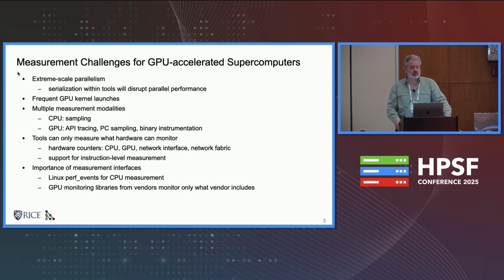So the tools can only measure what the hardware can monitor, and so there's hardware counters in the CPU, the GPU, the network interface, the network fabric. There's support for instruction level performance measurement on AMD's MI250X GPUs on Frontier. They managed to build support for PC sampling, but it's all done in software. They freeze the GPU and then they scrape PCs out of it. So they've built hardware support for doing PC sampling on the GPU and the MI300As that are in the El Capitan system at Livermore, and NVIDIA has this sort of support in their platforms since their Maxwell GPUs, and Intel now has it in their Ponte Vecchio GPUs.